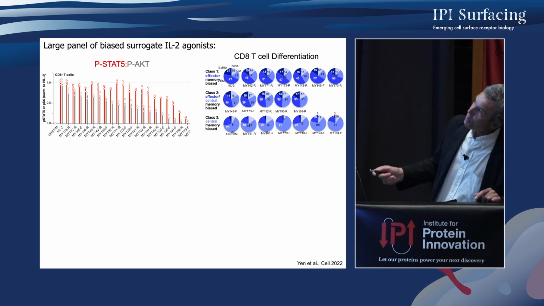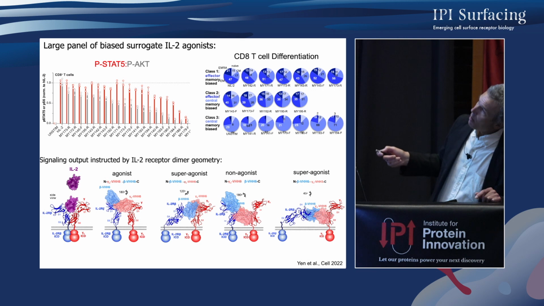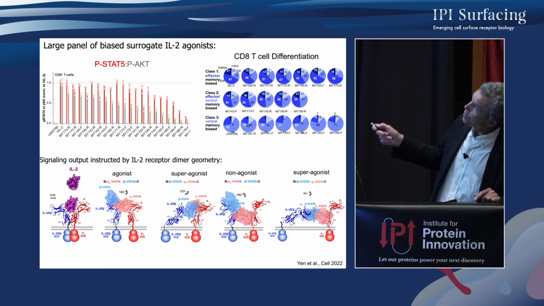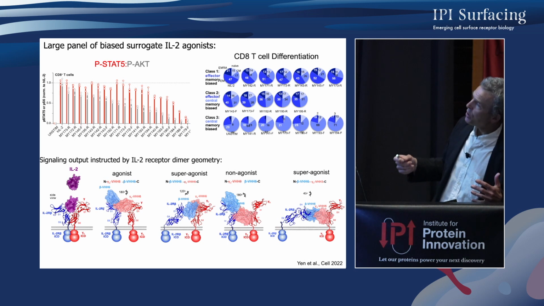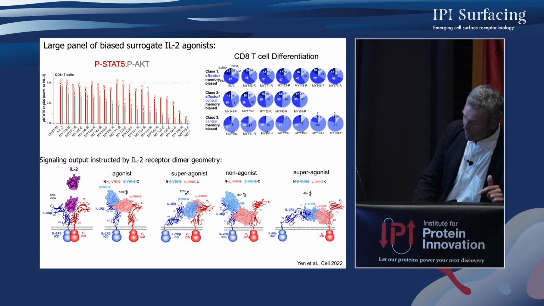And we've determined the structures of some of these complexes, the actual monomer complexes, then modeled the dimer. And you see, compared to IL-2, they're just completely different. This is a superagonist, and it's actually wider apart than IL-2. So again, the role of dimer geometry is just incredibly powerful in tuning cytokine receptor signaling.